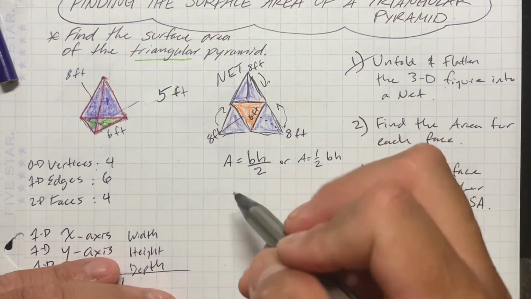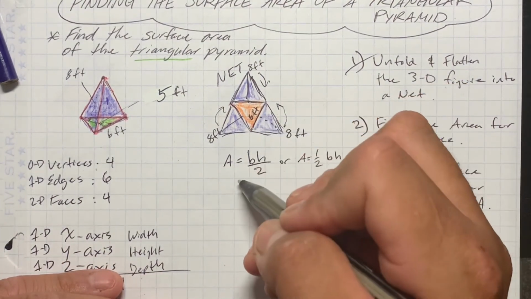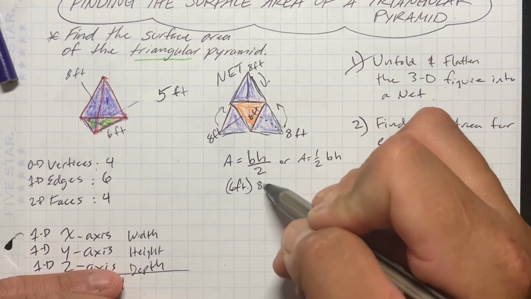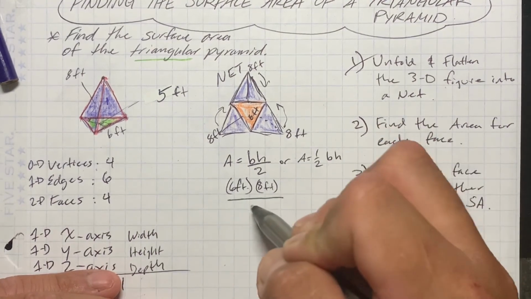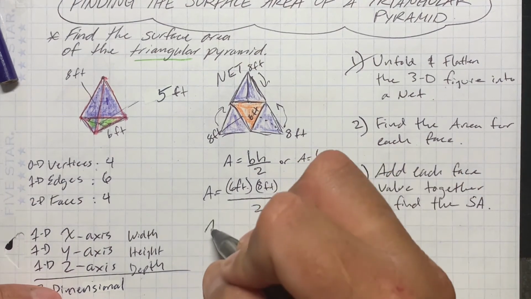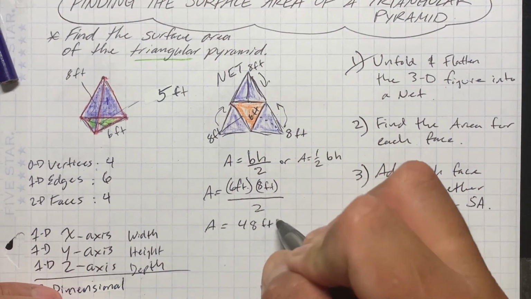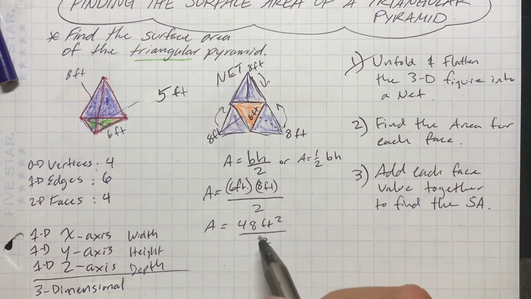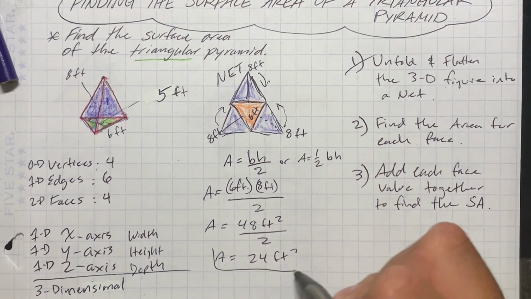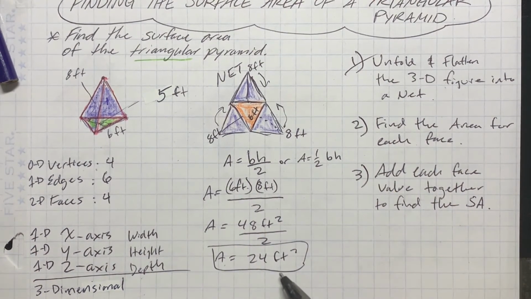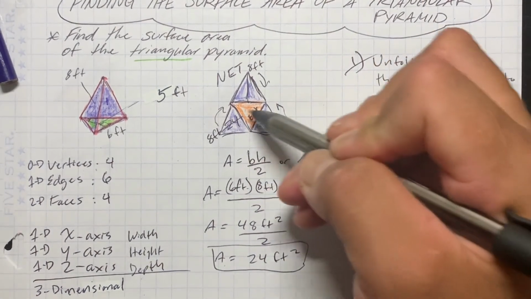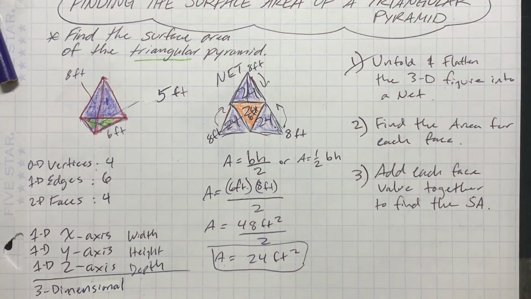All right, so check this out. The base here is 6 feet. The height is 8 feet. Okay, and then we divide that in half. Area equals. Now 6 times 8 equals 48. So this will be 48 feet squared. And then the last step is to divide it in half. Half of 48 equals 24. So each face is going to be 24 square feet. So this would be 24, 24, 24, 24. All right, there you go.